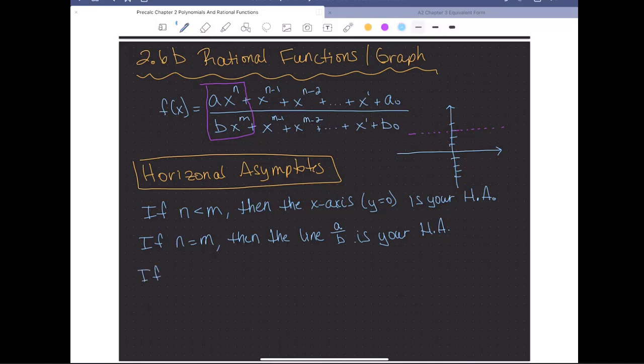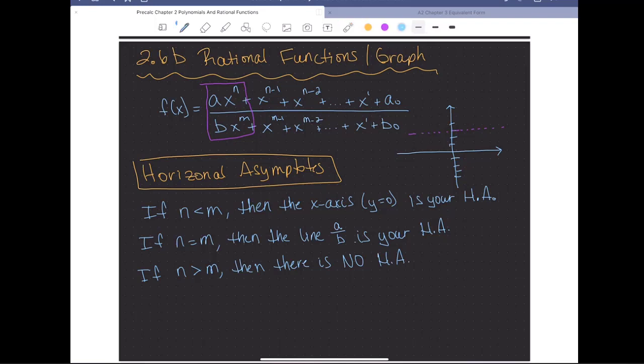If n is greater than m, then there is no horizontal asymptote. So if the degree in your numerator is higher than the degree in your denominator, there isn't a horizontal asymptote. So there's nothing you can do on your problem for a horizontal asymptote. All right.